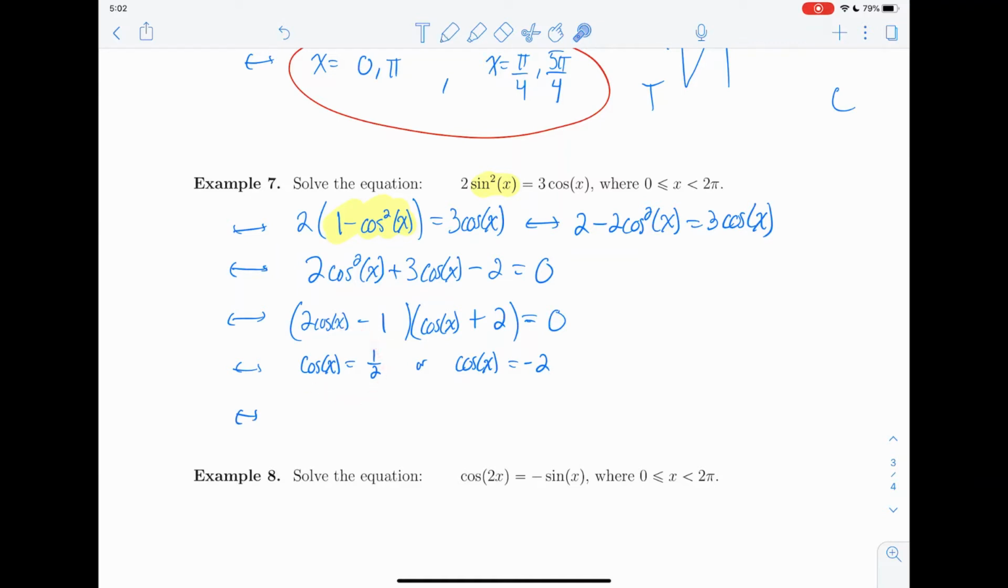Solving the first equation, I'll draw a picture, and I'll get ASTC. Cosine is positive in the first or the fourth quadrants with an adjacent over hypotenuse of 1/2. So that's 1, 2, 2 with a missing side of root 3. We recognize immediately that the reference angle for this one is pi over 3. So the two angles in question for the first equation are pi over 3, as well as 2 pi minus pi over 3, otherwise known as 5 pi over 3.